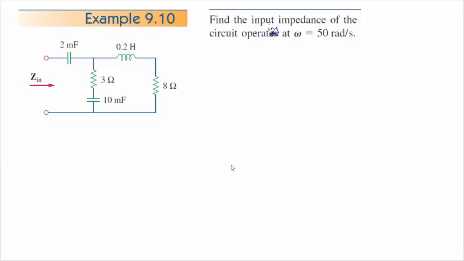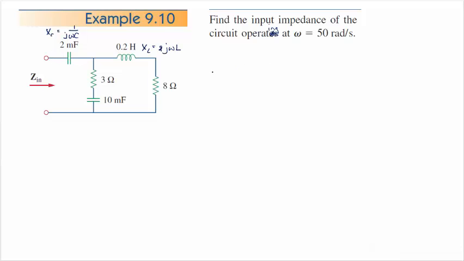Okay, so here's an example. The circuit is operating at 50 radians per second, and what we want to do is replace every single one of these elements with what I call an impedance block. So on this one, I'm going to say that X sub C equals 1 over j omega C, and same thing with this one, and X sub L equals j omega L. And we're going to compute these.